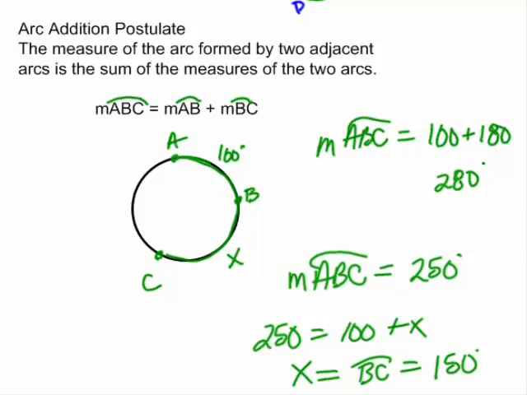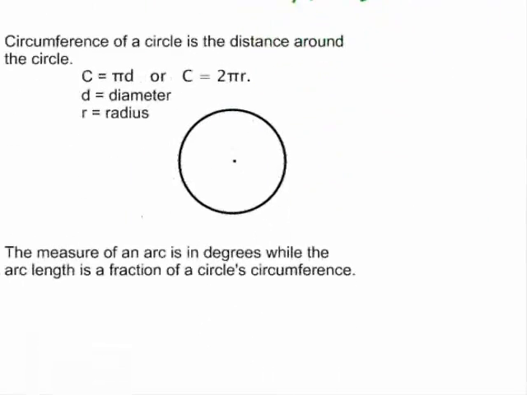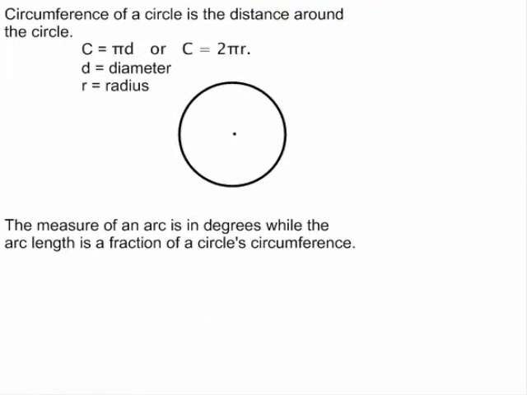All right, just a little refresher about circumference real quick. The circumference of a circle is the distance around the circle. Here we have the formula: circumference equals pi d, or circumference equals 2 pi r. Remember, we can use the approximation of pi as 3.14, or if you want to get really accurate, 22 divided by 7. Now, we talked about the measure of an arc in degrees. That's the measure of the arc, while the length of the arc is a fraction of the circle's circumference.